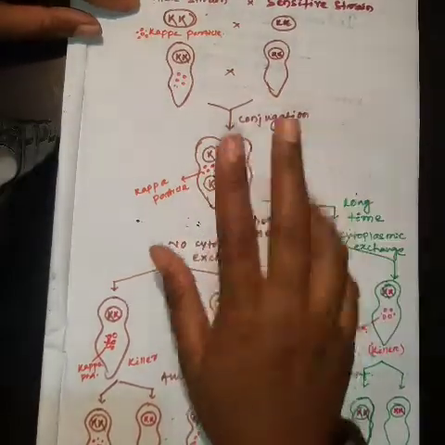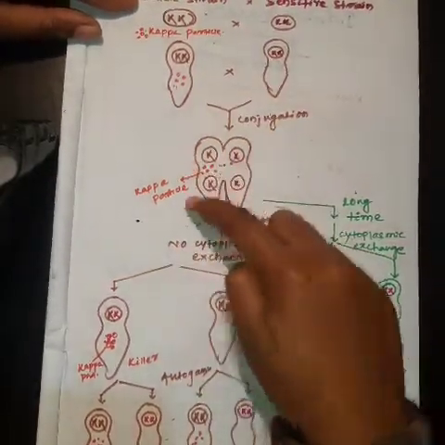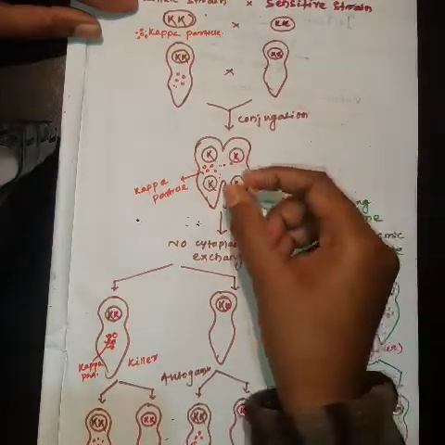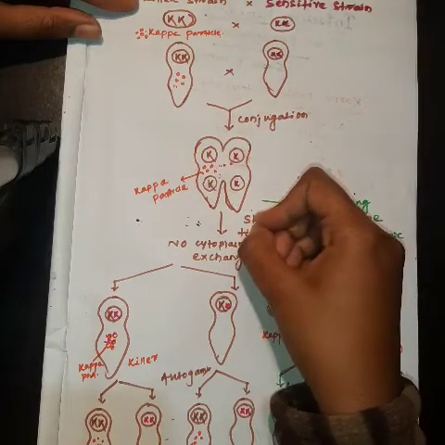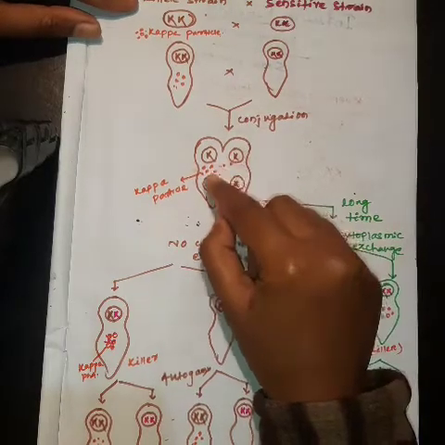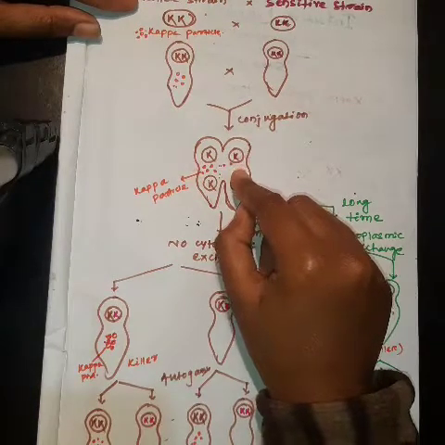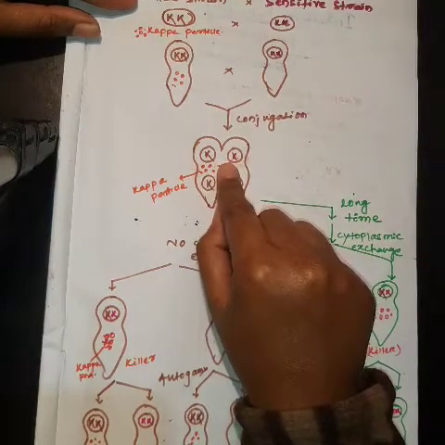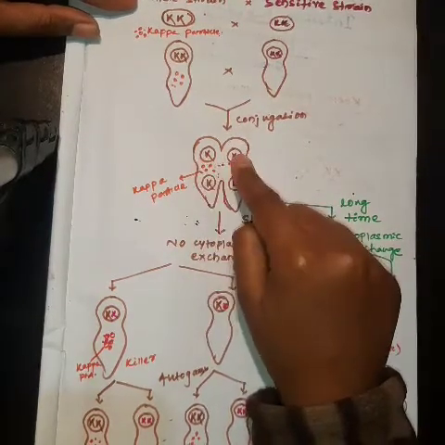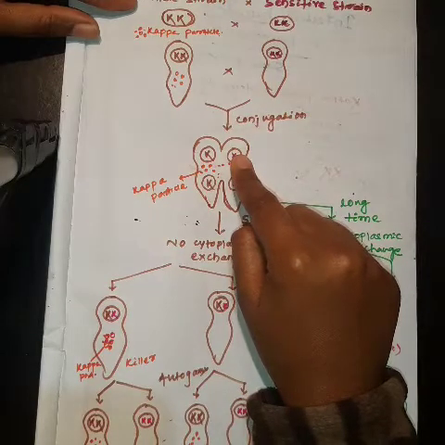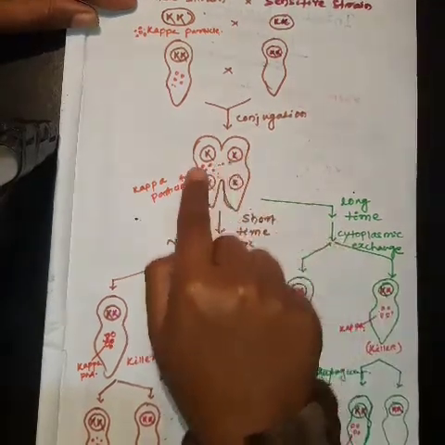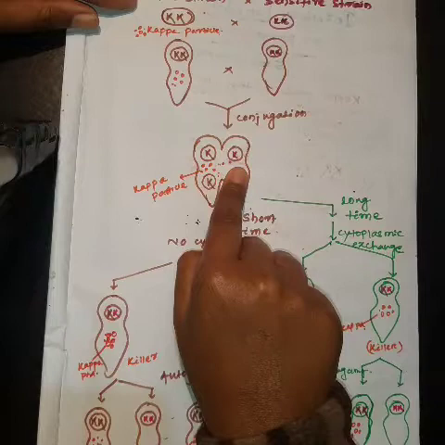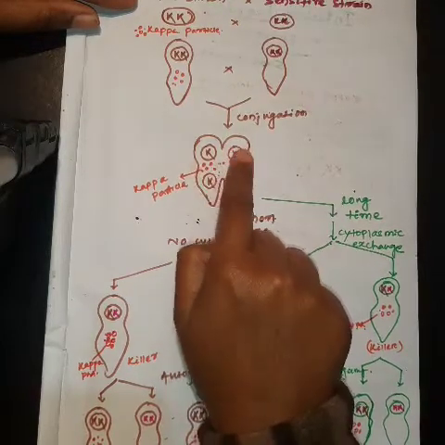But here two conditions arise. If you put this conjugation for a short period of time, the duration being very short, then these two Paramecium will not get the time to exchange their cytoplasm. Are you getting my point? As we are discussing extra chromosomal inheritance, cytoplasmic inheritance, we are not talking about their nucleus.